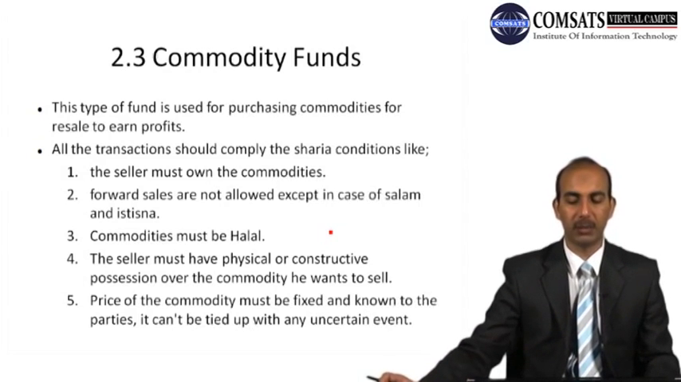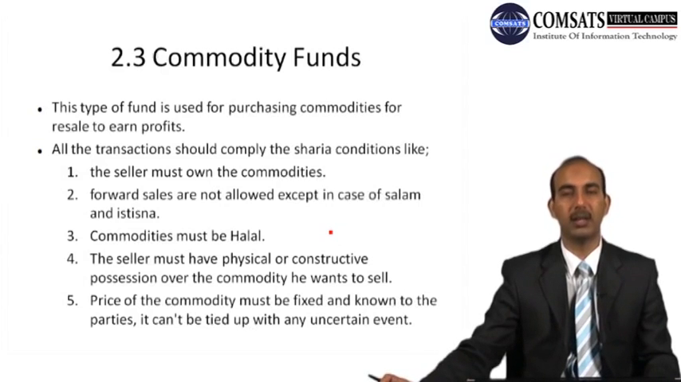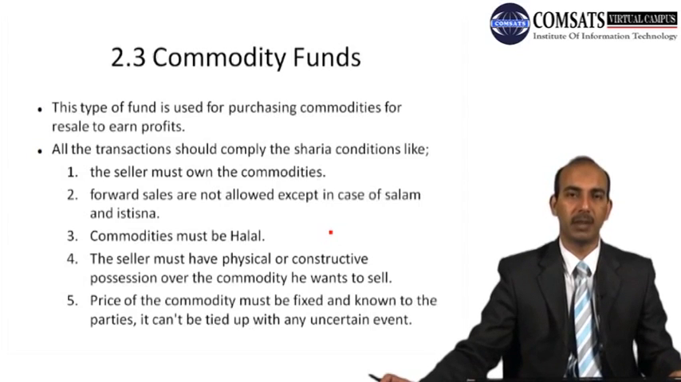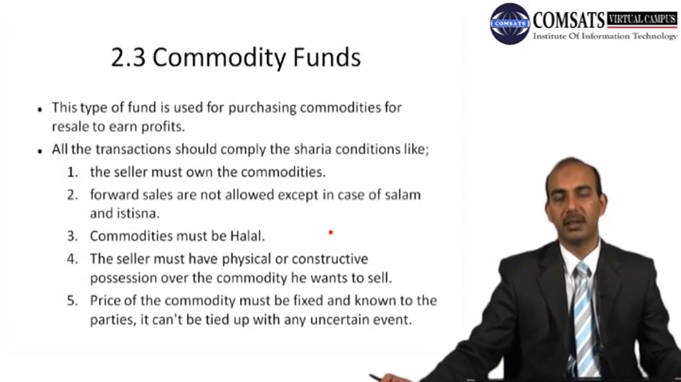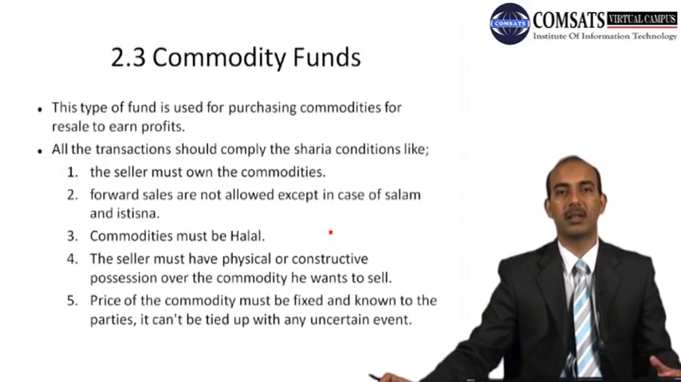And the price of the commodity must be fixed and known to the parties. It can't be tied up with any uncertain event. So the prices must be fixed at the time of contract. It cannot be mentioned that if the delivery of the commodity is delayed, and an event happens, the price will appreciate. This is not allowed. So the price is fixed at the time of contract, and it will not be changed later on.